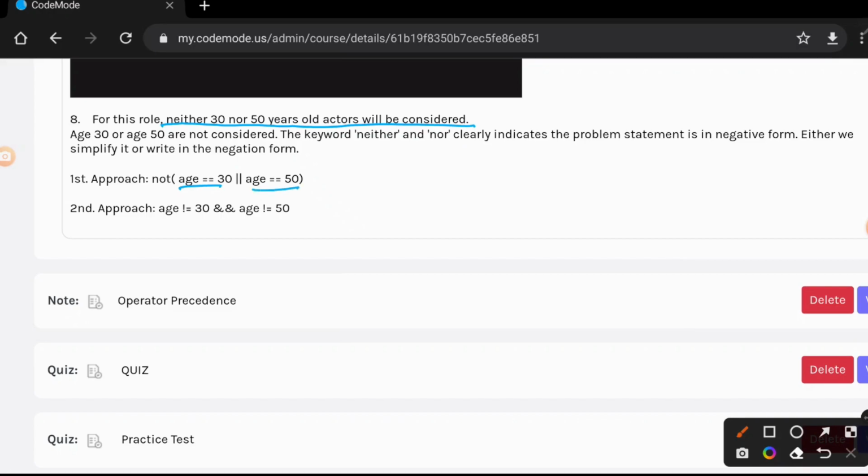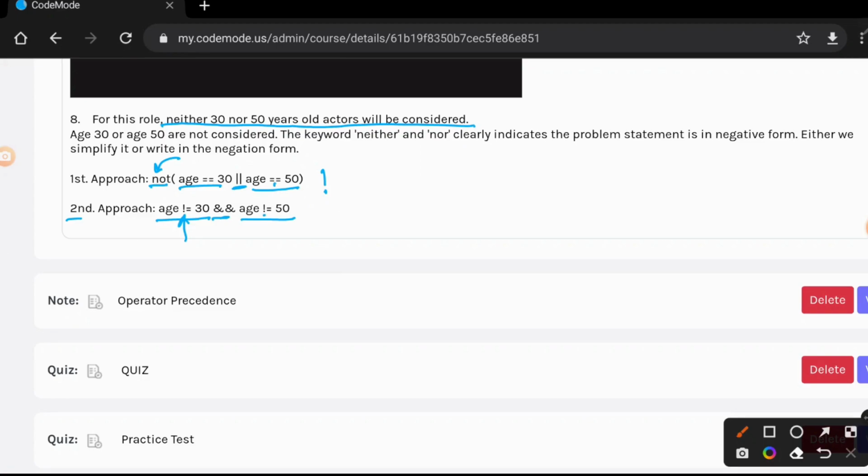So who are considered? In the beginning, we'll say age equal to 30 or age equal to 50, and then you say not, like this. Or we can convert it into a positive statement. We can say your age should not be 30 and your age should not be 50. And you can see not converted this double equal to into not equal to, also converted or into and, also converted equal to into not equal to. And we saw that in the previous class.